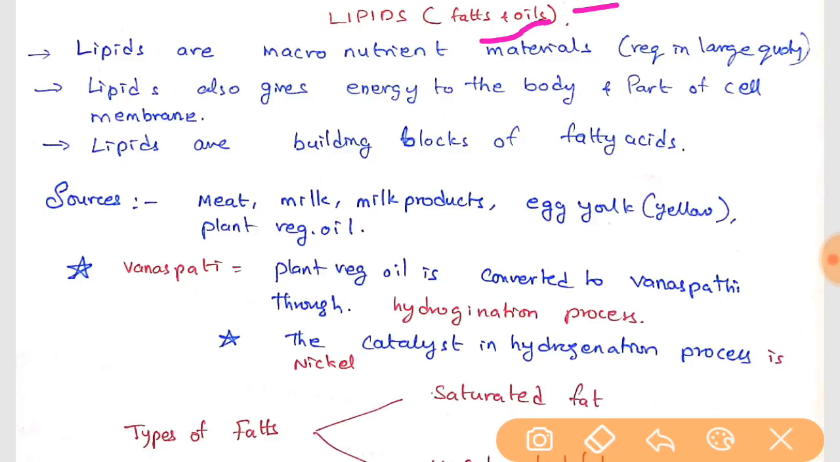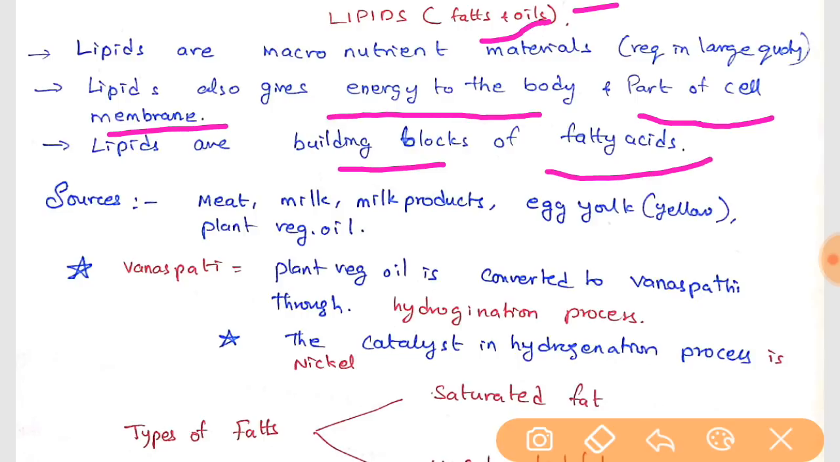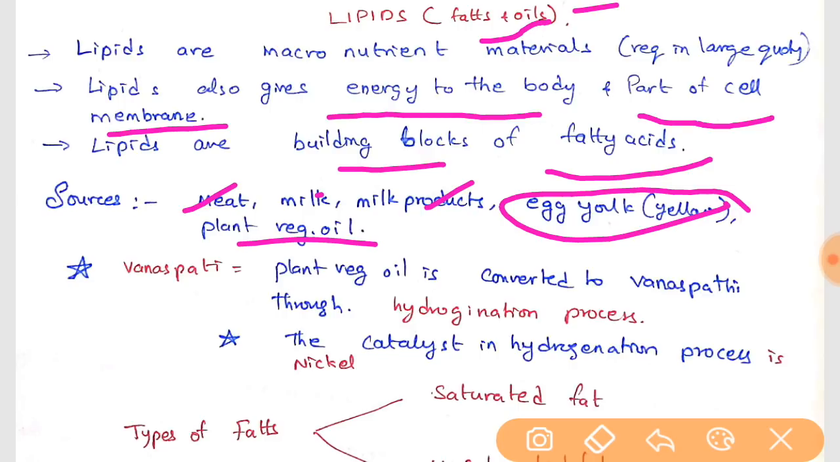And lipids, what are lipids? Lipids are macronutrient materials which are also required in large quantities. Lipids also give energy to our body, and they form a part of the cell membrane. Lipids are building blocks of fatty acids. Okay, friends, the sources of lipids are meat, milk, dairy products, the yellow yolk of the egg, and plant vegetable oil.